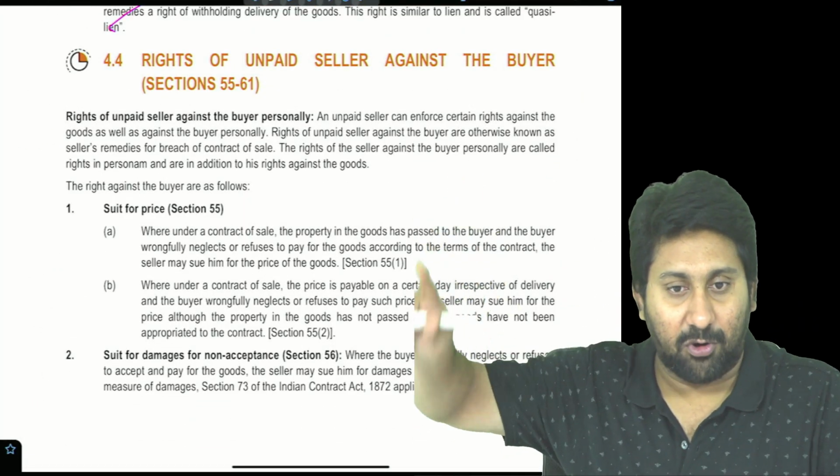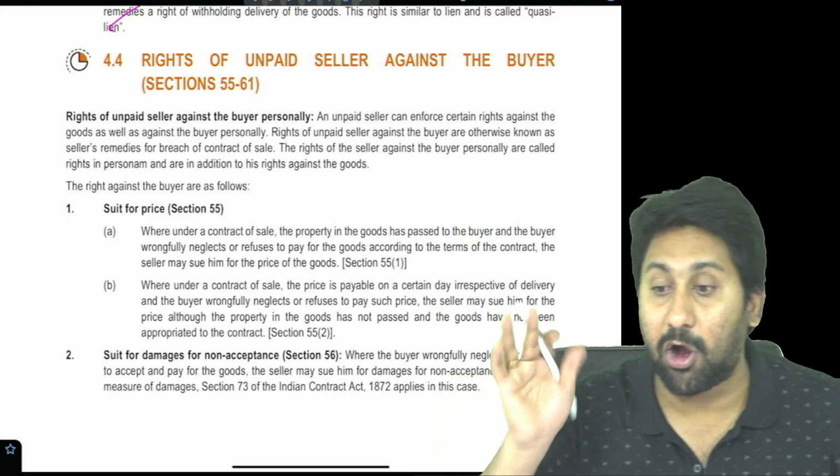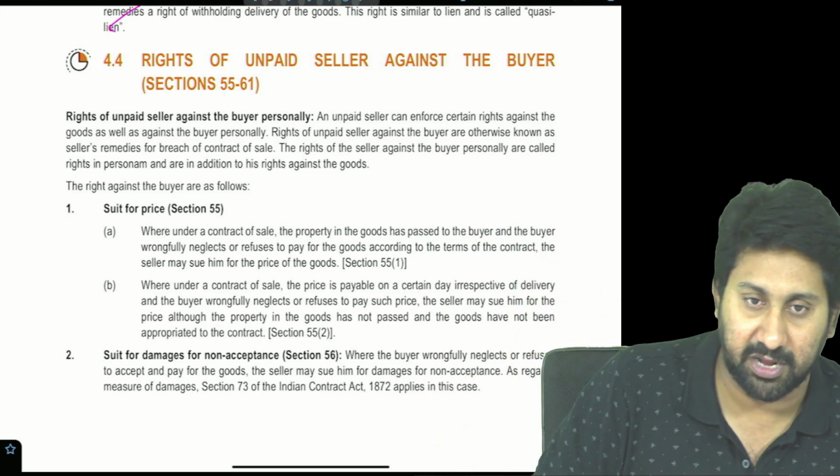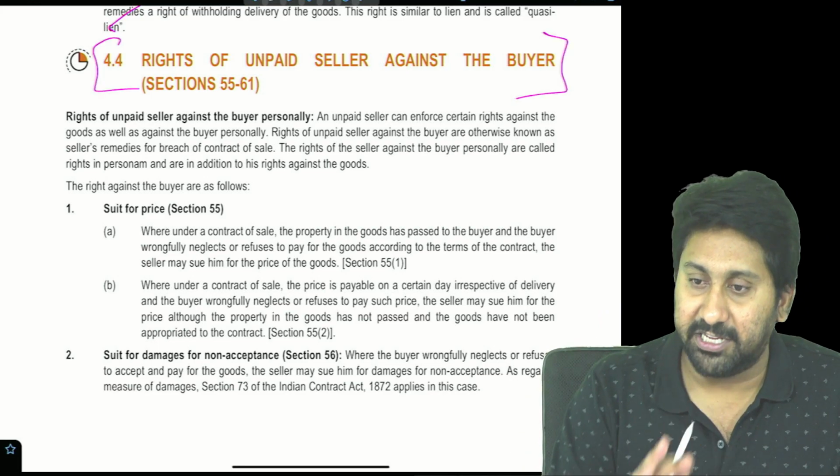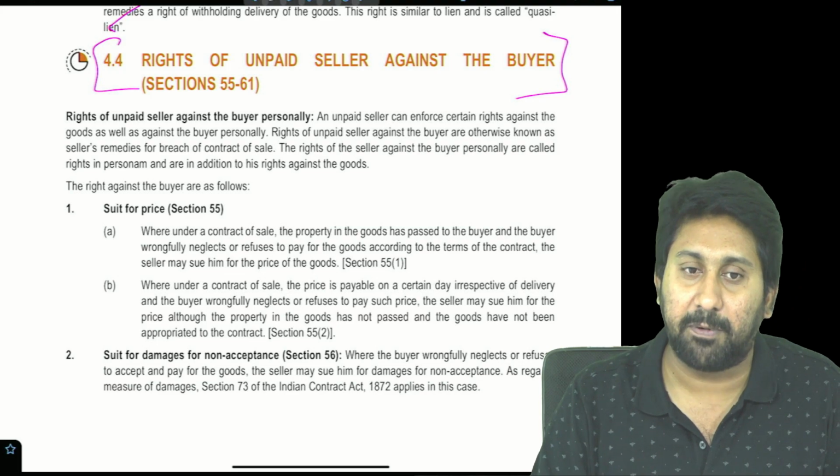Remaining, whatever we are going to read now, these are dead easy Contract Act points. I am not going to waste so much time on this. I want to revise this chapter, but I explained each and every point there. These kinds of concepts, please don't waste time on.